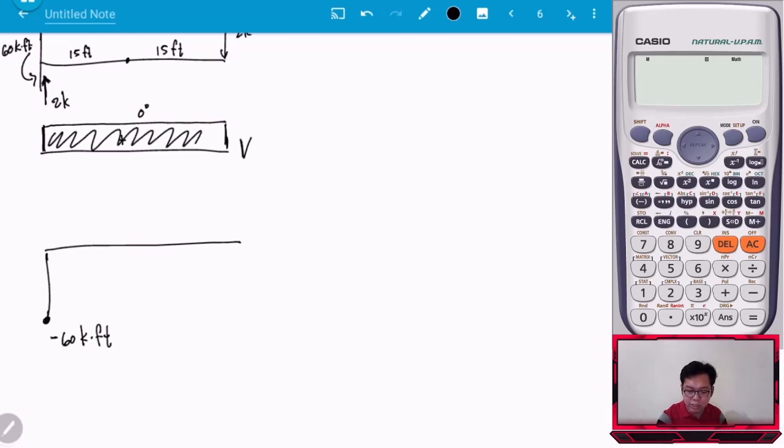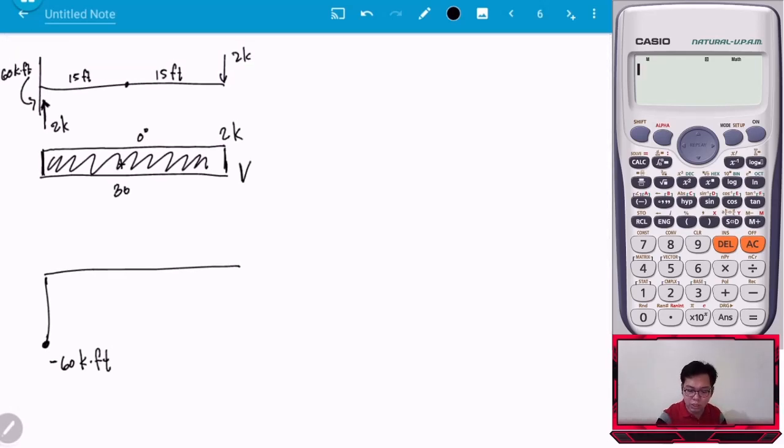Ano yung area nito, guys? That is actually 2 kips, 2 times 30, which is equal to 60 din. Therefore, the change in moment, from point A, tawagin natin itong point A dito, to C, this is actually 60. So, negative 60 plus 60, 0. So, meaning, dito yan mag-terminate. So, gawin lang natin yan. Yan. So, parang ganito yung moment diagram natin.